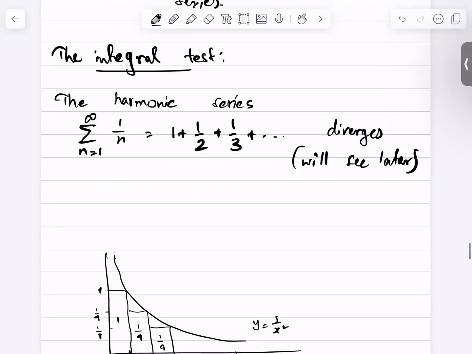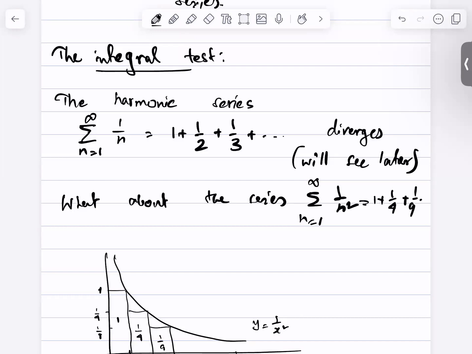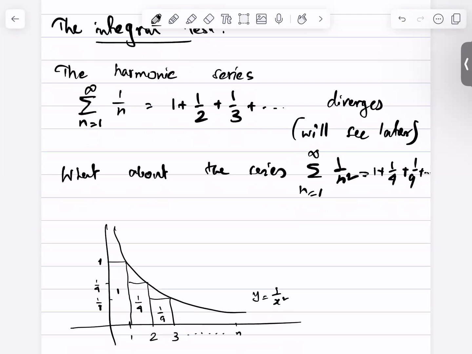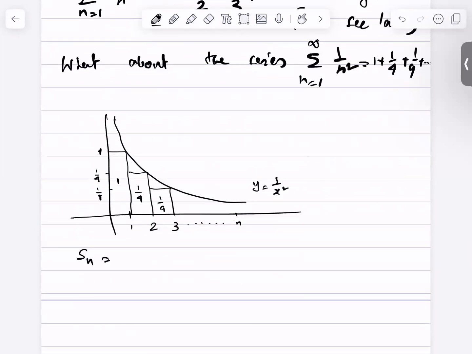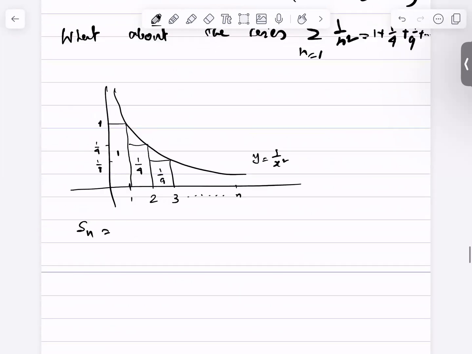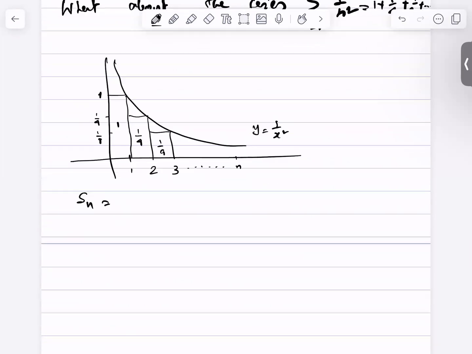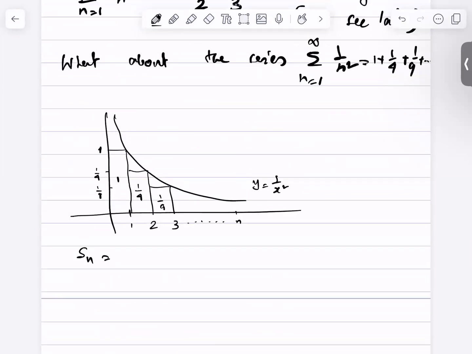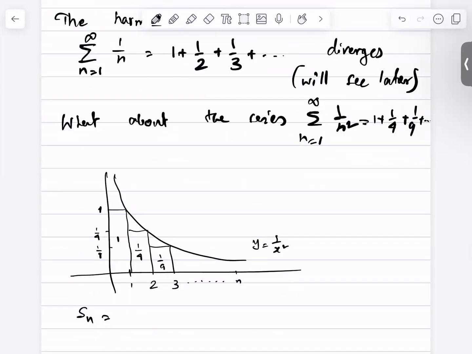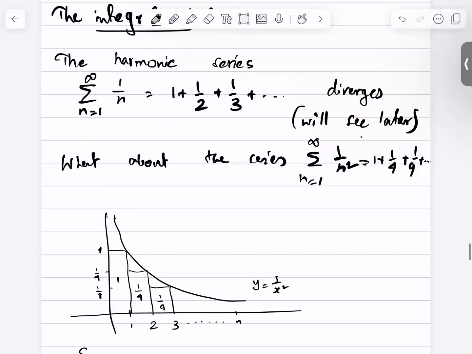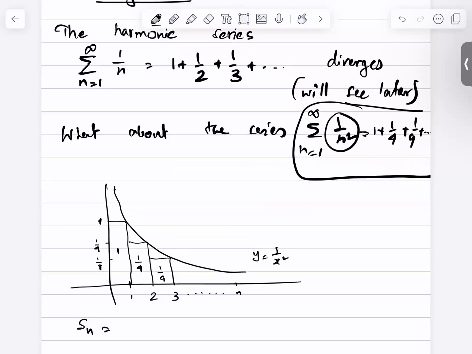how. But the question is, what about the series summation 1 over n square, which is just 1 plus 1 over 4 plus 1 over 9 plus so on? What about that? For the integral test, what we do is consider a graph. So the question now is, does this series converge or not? The terms are 1 over n square.